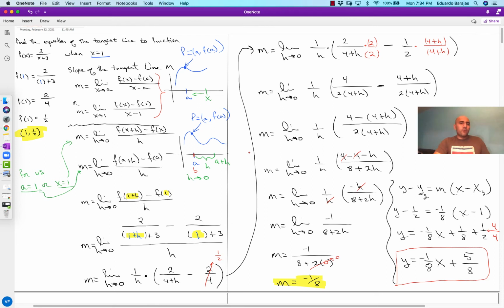Okay, so find the equation of the line tangent to the function f of x equals 2 over x plus 3 when x equals 1. First, we found the output of my function when the input was 1. We saw that that led to the output of 1/2. That's what this was about. And then we used our newfound formula for the slope of the tangent line, which is defined this way. m equals the limit as h goes to 0 of f of x plus h minus f of x all over h. For us, the x in this case is a 1. So we replace the x with a 1. We get f of 1 plus h minus f of 1 all over h.